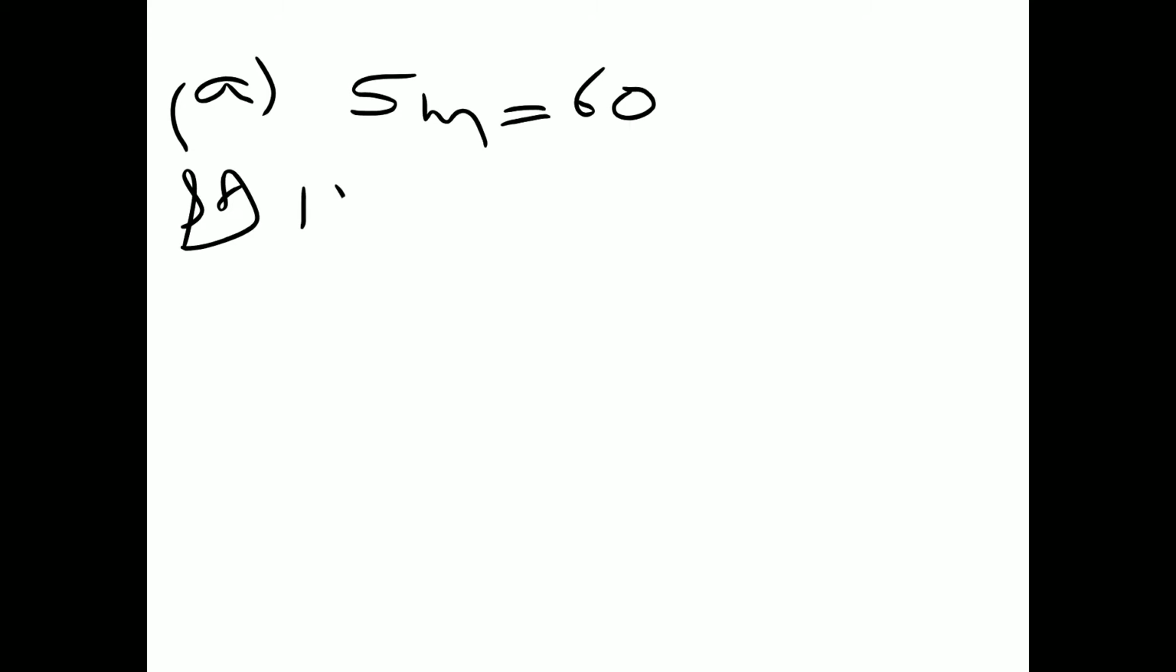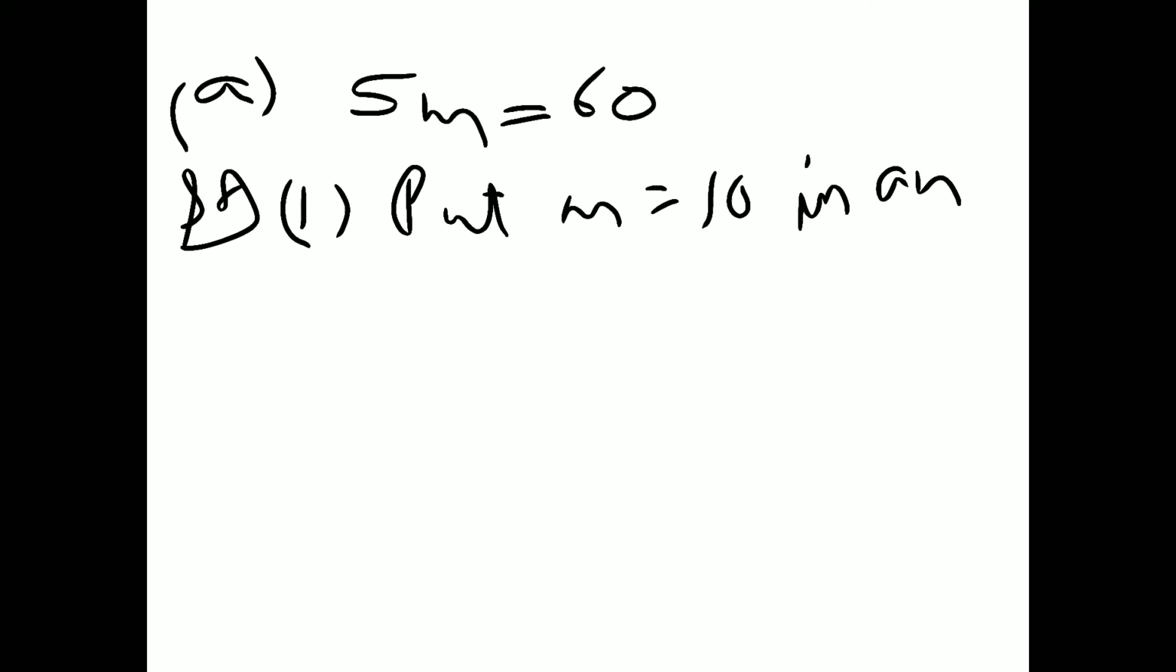So you will write in your copy only. A part is 5m is equal to 60. Now solution. First part, because there are 4 values, so we write first part. Put m is equal to 10, because the first value is 10. Put m is equal to 10 in the equation. Clear? In the equation, so we put the value.